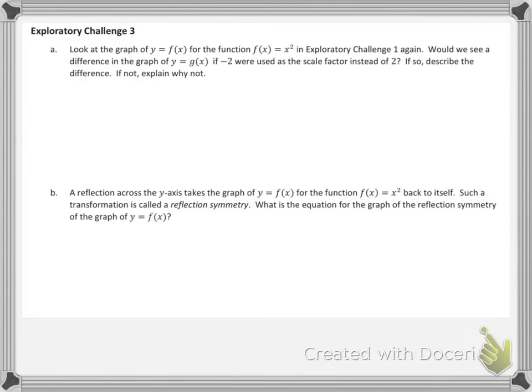All right, which takes us to part B. A reflection across the y-axis takes the graph of y equals f of x for the function f of x equals x squared back to itself. Such a transformation is called a reflection symmetry. It's what we just experienced in part A. What is the equation for the graph of the reflection symmetry of f of x equals x squared? Well, we just need to find the opposite. And since we had y equals f of x, then the reflection symmetry would be created by taking f of negative x: y equals f of negative x. And that would give us the reflection of f of x.